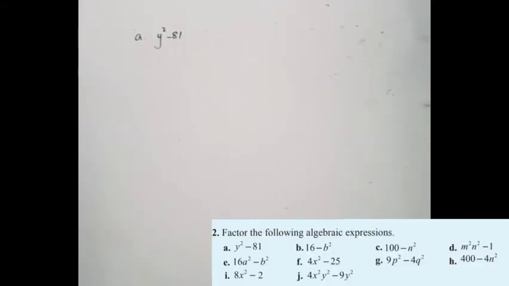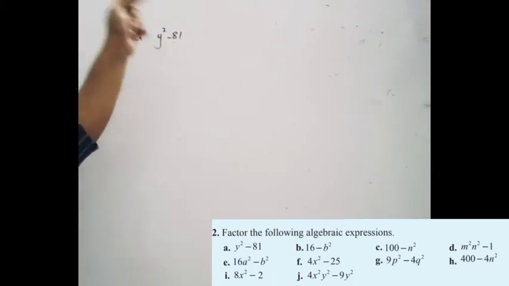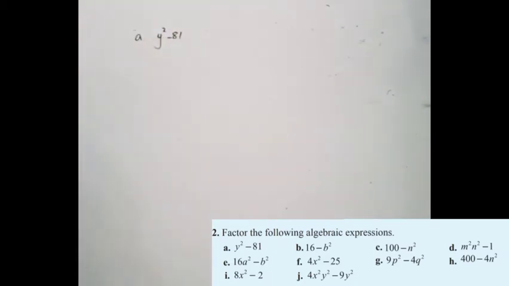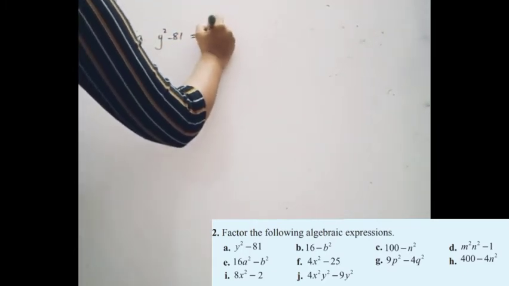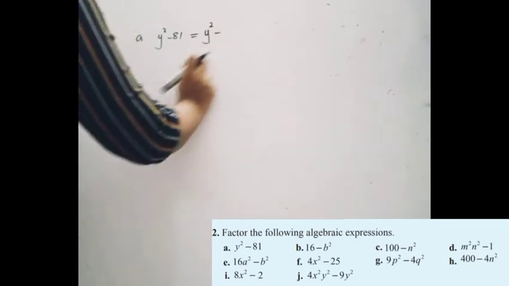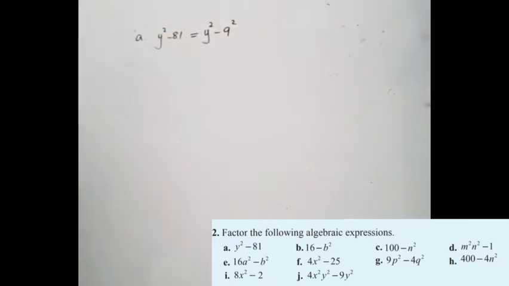This is a question from your textbook: y square minus 81. When you look at an expression, you should immediately get an idea whether you can write it as a difference of two square values. As you can see here, one is a square value, but the other number can be converted to a square number, so we are going to use that specific method. Let's convert it to a square number first. 81 is square of 9.